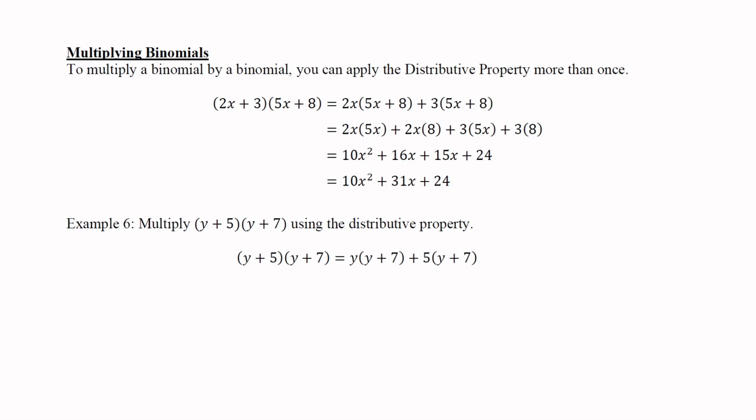So when we multiply these things out, we get y times y and y times 7. In the second piece, we have 5 times y and 5 times 7. So this gives us y squared plus 7y plus 5y plus 35. And then finally, combine your two middle terms to get y squared plus 12y plus 35.